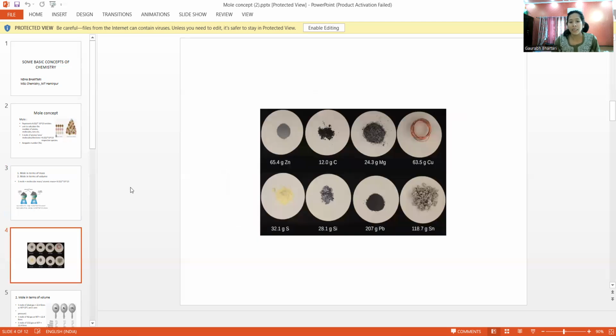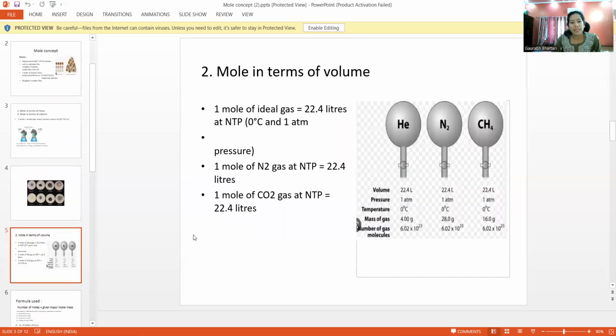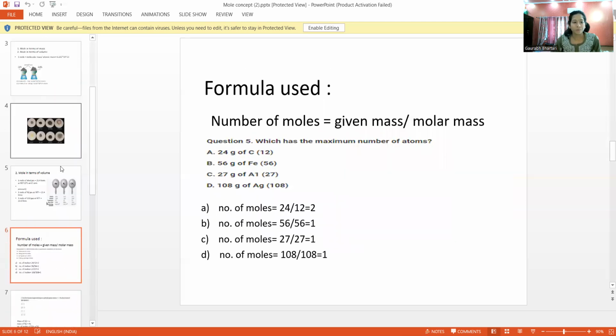In this slide, as you can see, I have taken 1 mole of these particular elements, whether it is zinc, carbon, magnesium, or copper. Now, 1 mole of these elements have different atomic masses, but the entities, the atoms present in them, would be the same. That is the Avogadro number, or 6.022 into 10 raised to the power 23 atoms, although their atomic masses are different.